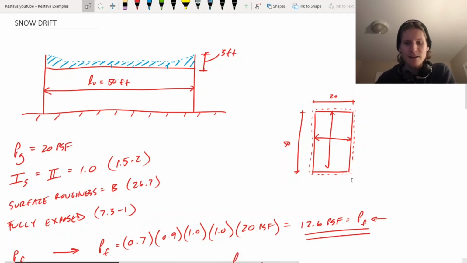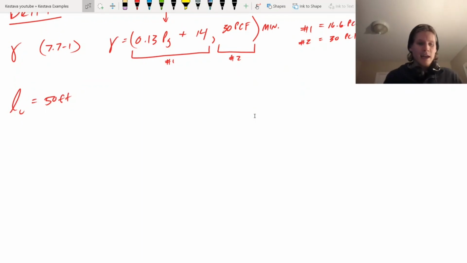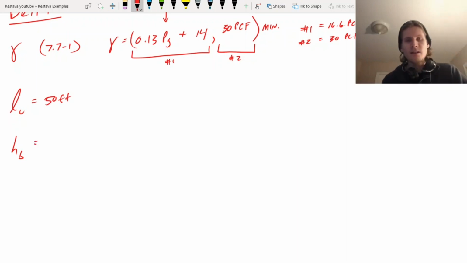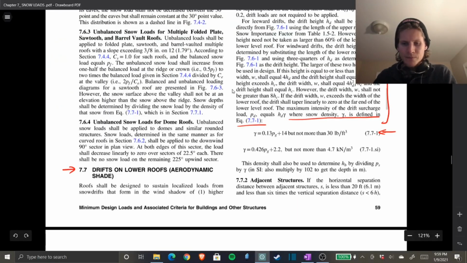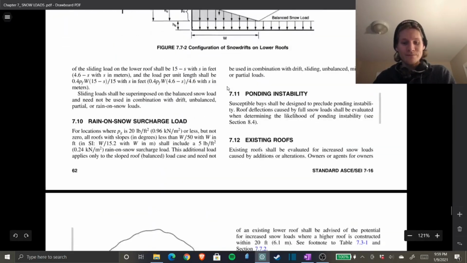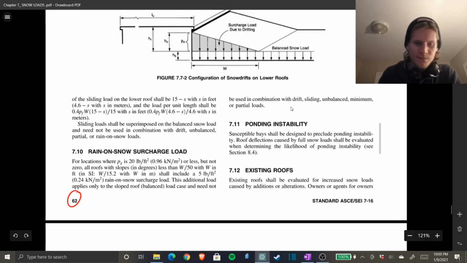All right, going back down. So we have L sub U. And then first we need to find H sub B, and that is the balanced snow load height. And what I mean by that is, how do I want to go about this? What'll be most helpful is I'm going to show you first. Let's go back into the code. And there's a picture that describes everything that we need to find. Here we are. Okay, so page 62.